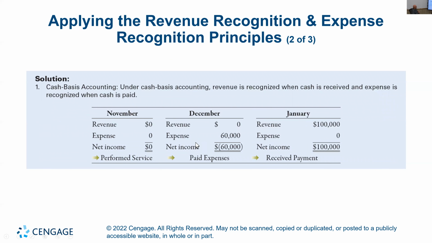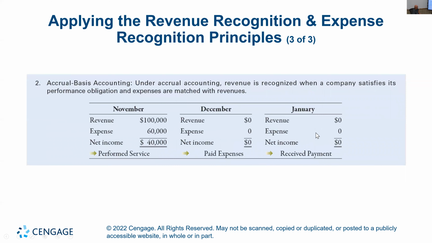It says to calculate the net income for November, December, and January using the following methods. Well, if we use the cash-based method here, even though everything was done in November, this company is going to show no net income for November, because they had no revenues, no money came in, no expenses went out, even though they were incurred and the services were performed. In the cash method, we're only worried about the cash. So in December, we showed a $60,000 loss. In January, it would show $100,000 net income.